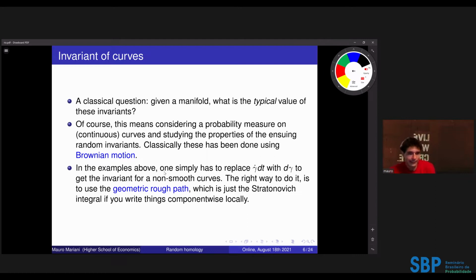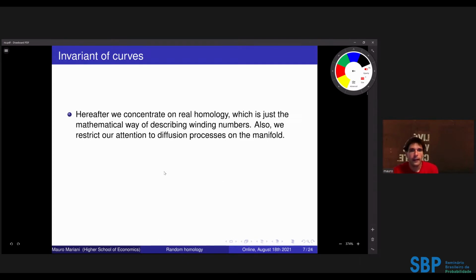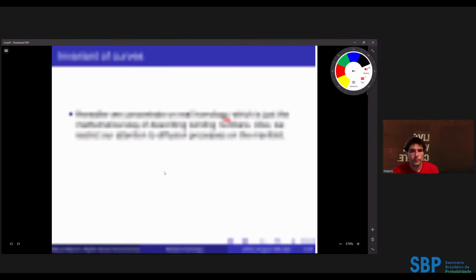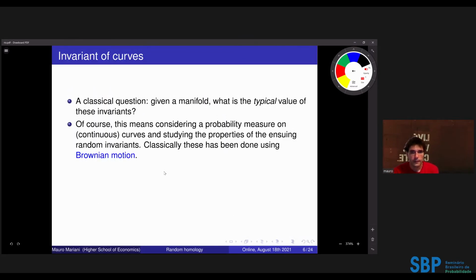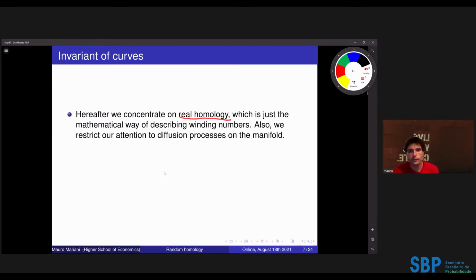So by the end, what I'm trying to say is that there are some interesting integral functionals of Brownian motion, or other processes, that you may want to understand. And I will just describe the simplest case, which is real homology. And I will only describe the simplest case as well, which is diffusion processes.